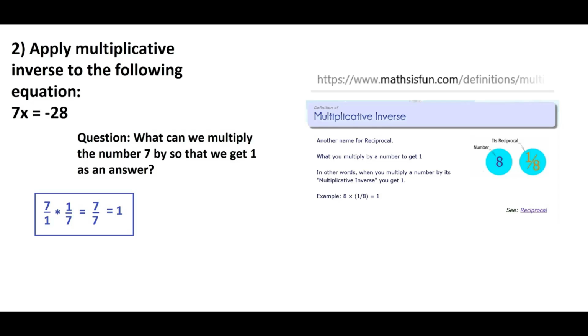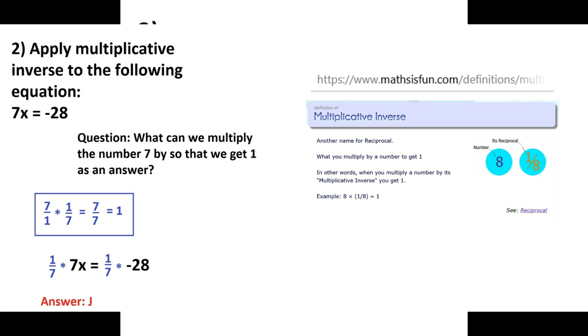If we apply that to the equation, it looks like this. 1 over 7 times 7x equals 1 over 7 times -28. As a matter of fact, when we divide by 7, we're going to come out with the exact same answer. 7 divided by 7 is 1. -28 divided by 7 is -4. The answer is J.